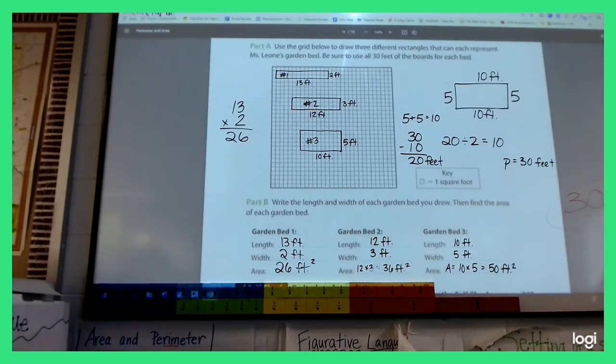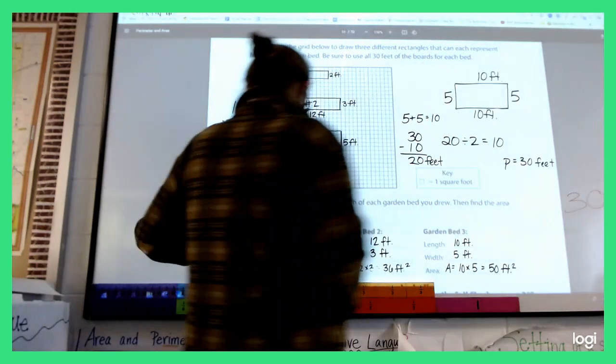I will give you a moment to finish up. If you agree with my garden bed 3 information at the bottom, you can give me a thumbs up. Yes. How come you got 26 feet and then you did like 12 times 3 on the other one? 12 times 3 on the other one, on that garden bed number 2 in the area.